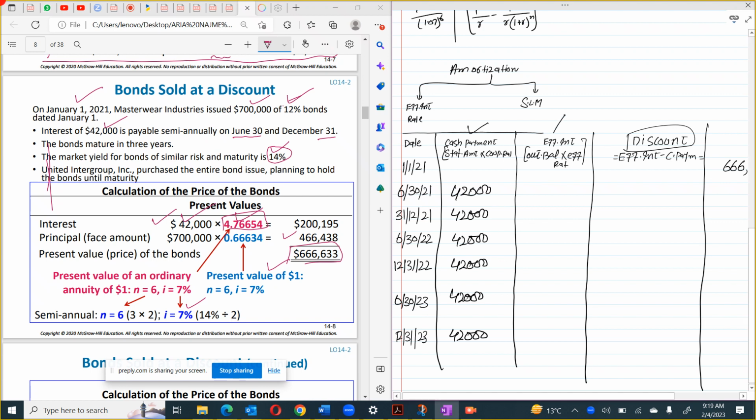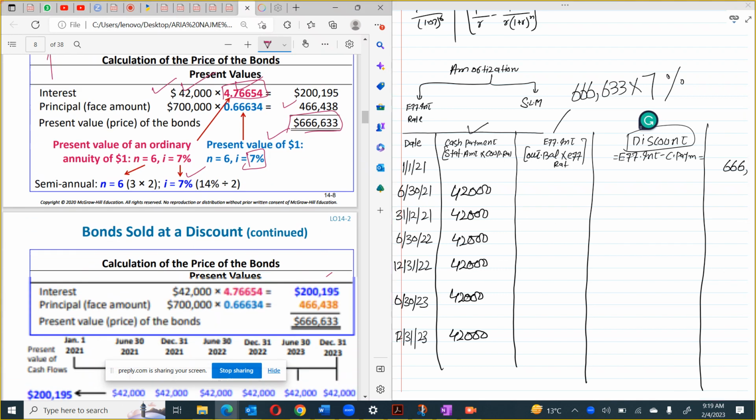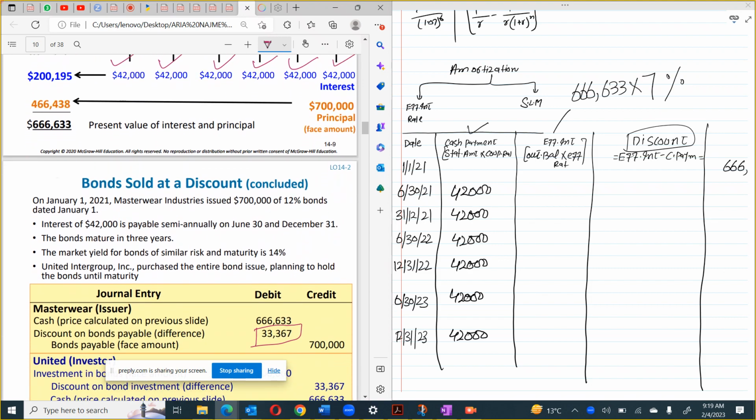How will you calculate the effective interest? Remember, you will multiply every outstanding balance with the effective interest rate. What is the effective interest rate in our question? 7%. Although it is 14%, it is semi-annual, so it is 7%. Now, do one amount on your calculator, then I will show you the table.